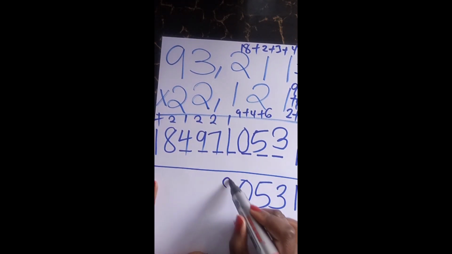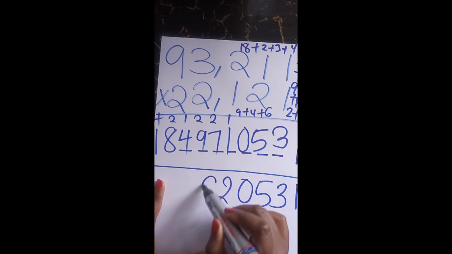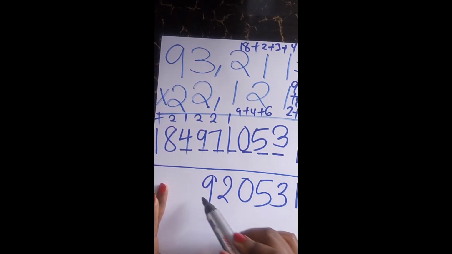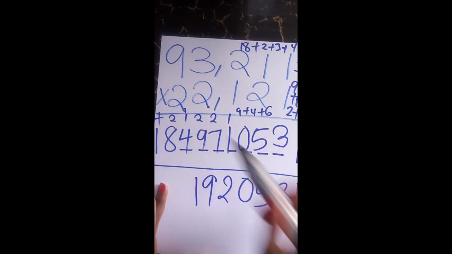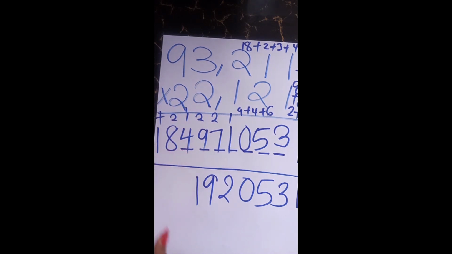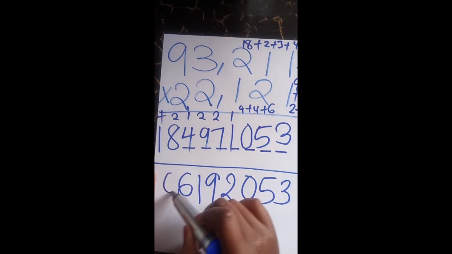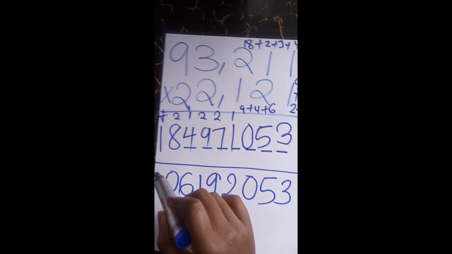1 plus 1 is 2. 2 plus 7 is 9. 2 plus 9 is 11. So 1 carry 1. 1 plus 1 plus 4 is 6. Are we together? 2 plus 8 is 10. 0 carry 1. And 1 plus 1 is 2.